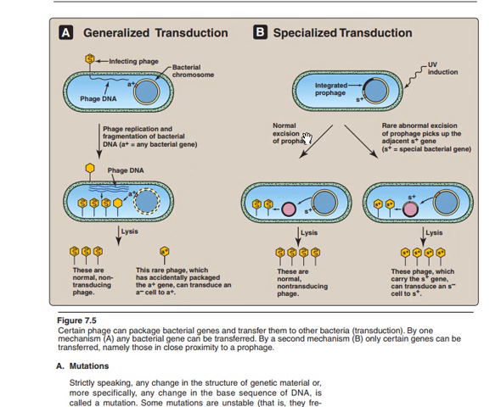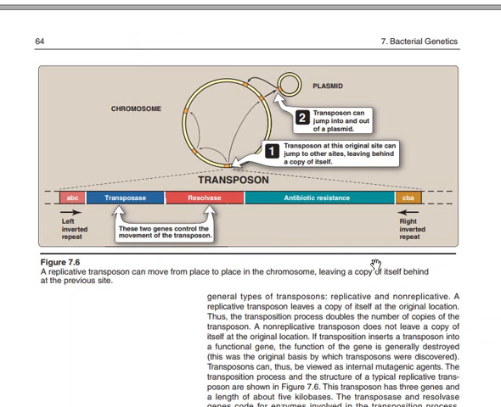For example, if you have UV induction, there is normal excision of the prophage and rare abnormal excision of the prophage. When the bacteria are infected, certain ones are going to release normal non-transducing phages, and others are going to release phages that carry the S+ gene, as you can visualize.